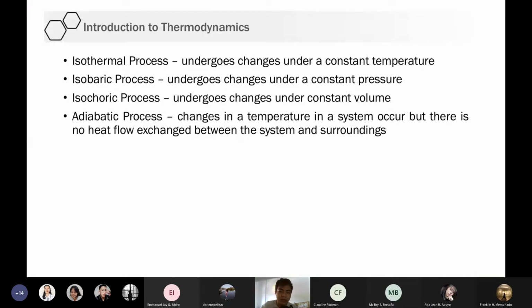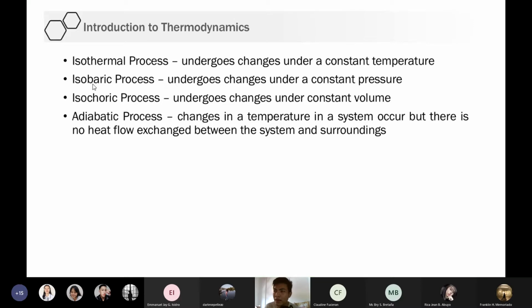For example, itong lapis, anong temperature dito sa kwarto ko? Siguro 28 degrees Celsius dito. Tapos, bitawan ko yan. So that energy change is isothermal, kasi yung potential naging kinetic at the same temperature lang. So yun, isothermal processes are processes or changes that happen under a constant temperature environment.